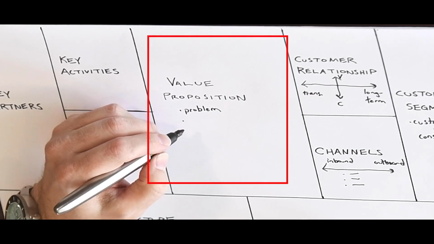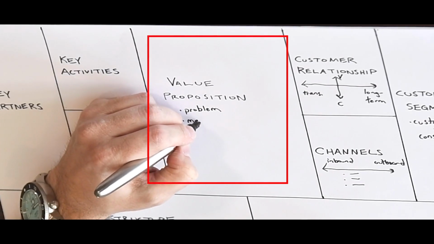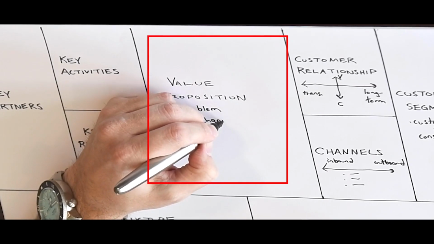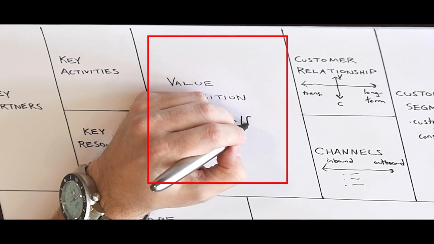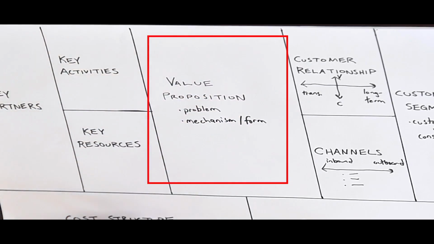You have to also know through what mechanism or what form that solution takes place, right? Is it a service? Is it a product? Is it a subscription? Is it a one-time value? What form factor does that value actually get delivered in?